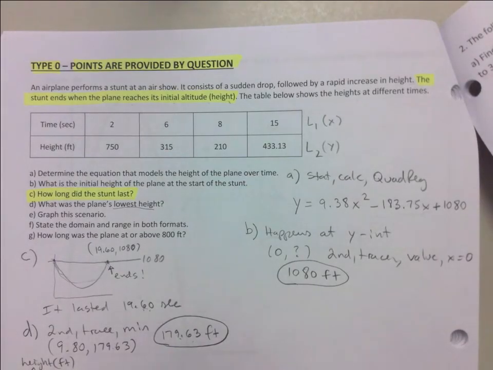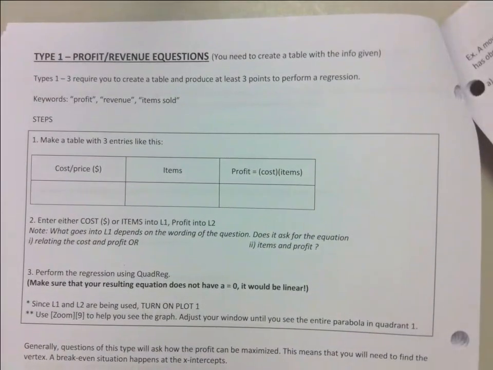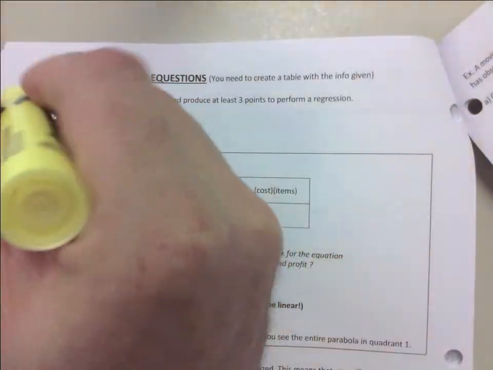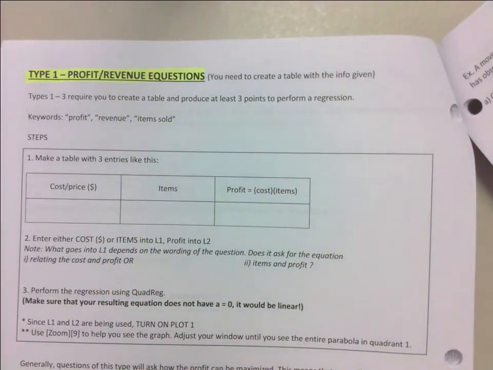Types 1, 2, and 3 require you to come up with your own points. The problem is going to give you enough information to do that, but that's on you. So we need to come up with at least 3 points. On 53, let's focus in on type 1 today. Type 1: profit/revenue types of questions.